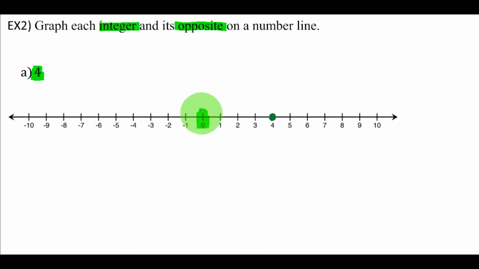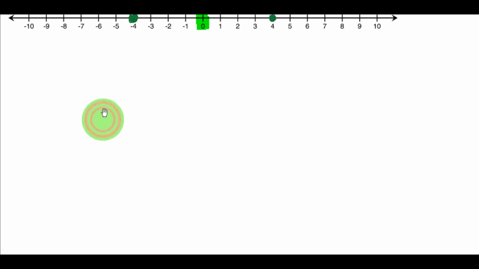Okay, let's go back to 0 now, because I have to label the opposite value, and we always start at 0. So starting at 0, instead of moving to the right this time, we're going to move in the opposite direction to the left. I'm going to move -1, -2, -3, and -4 units. And we can fill in this point. So positive 4 was the integer we graphed, and its opposite -4. Cool stuff. Let's look at another.